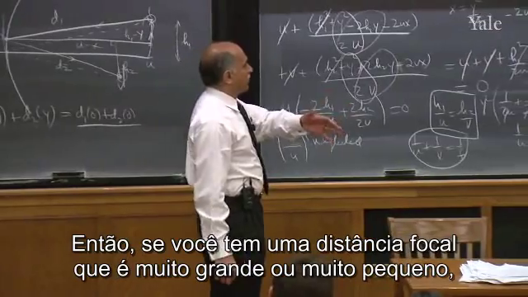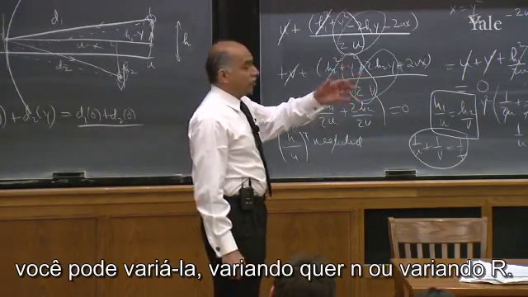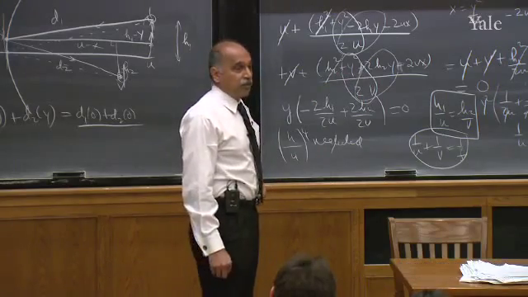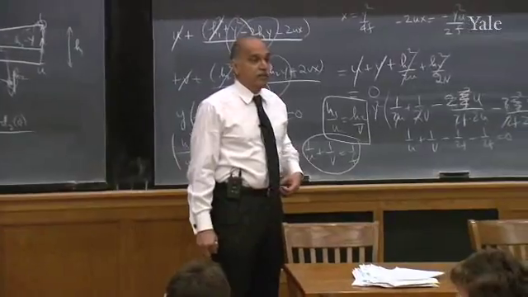So if you've got a focal length that is too big or too small, you can vary it by varying either n or r. You can take different materials, or you can take different radii of curvature.